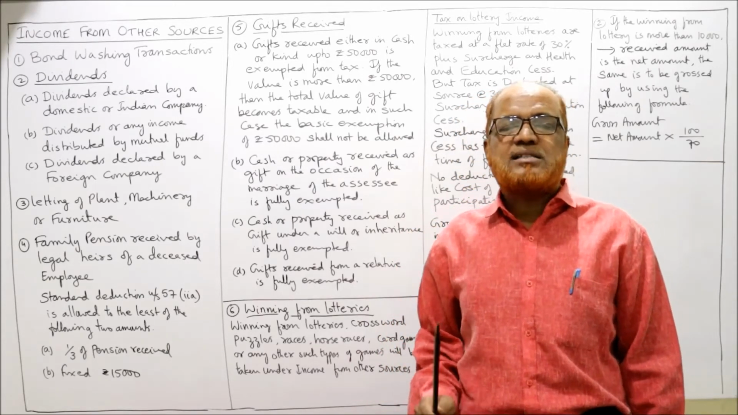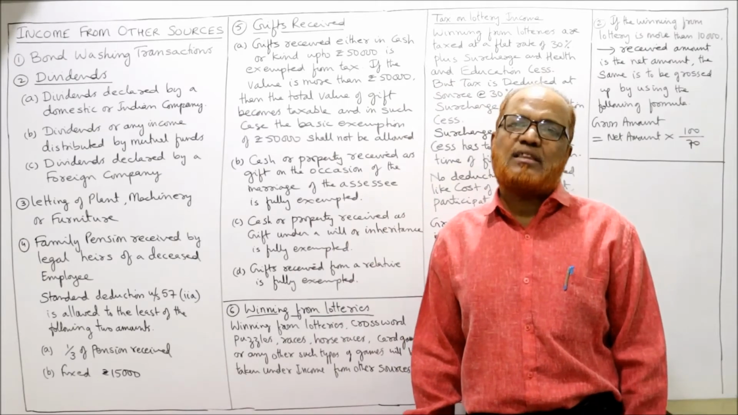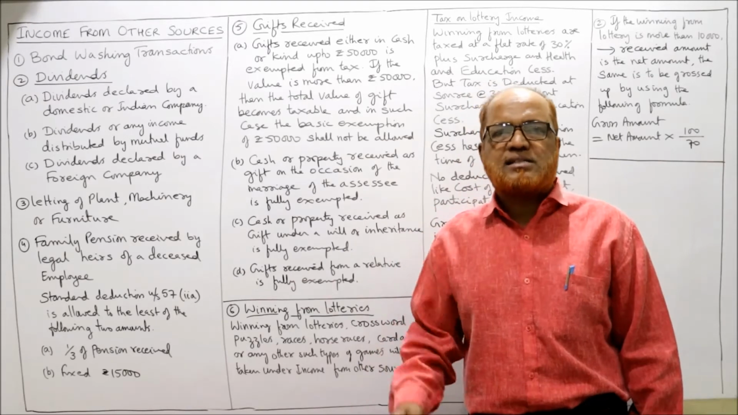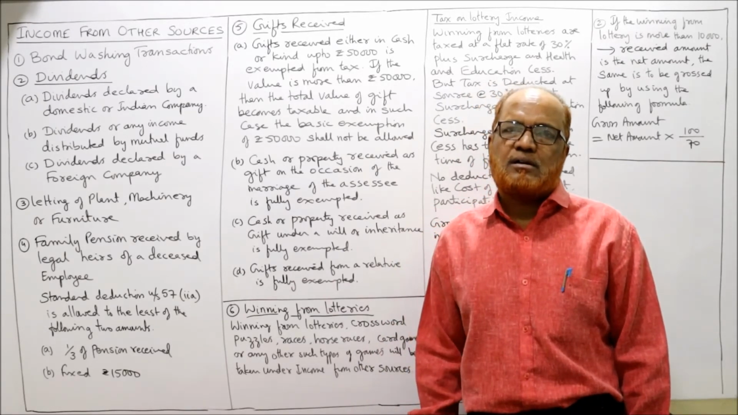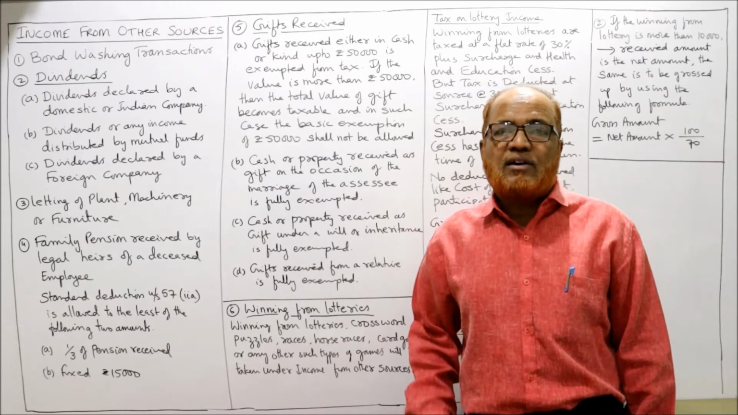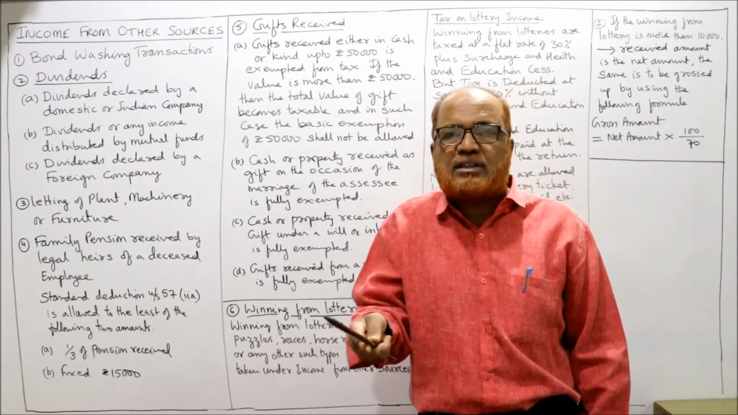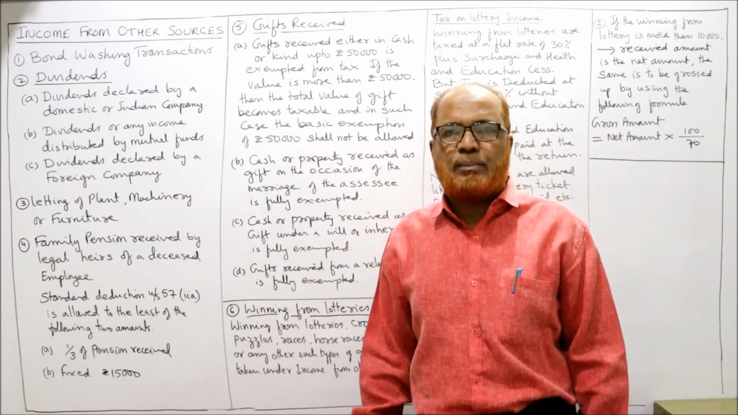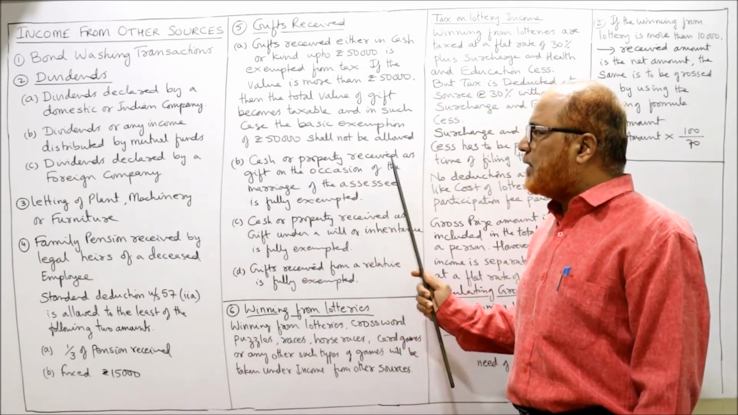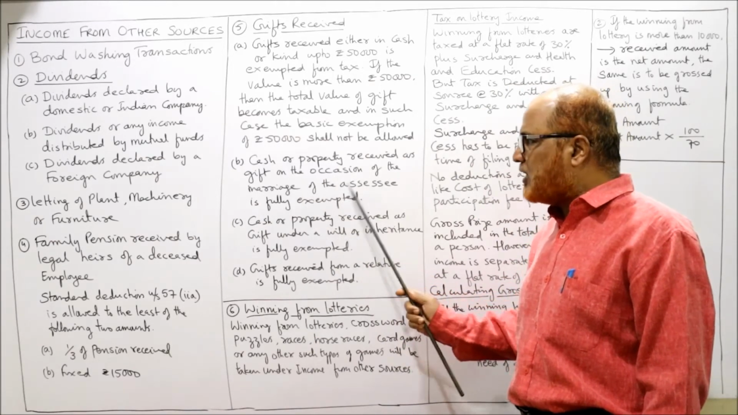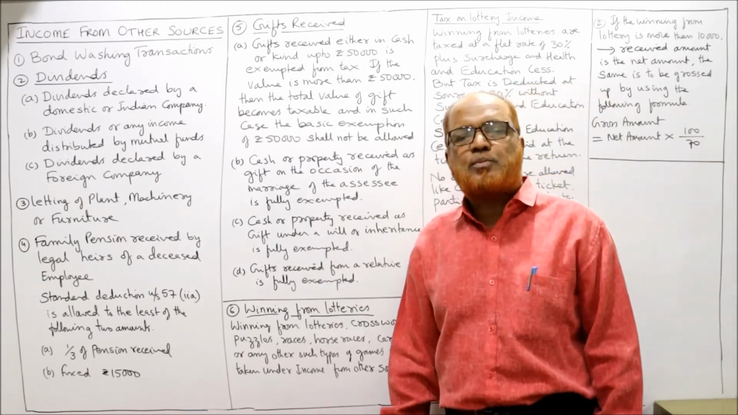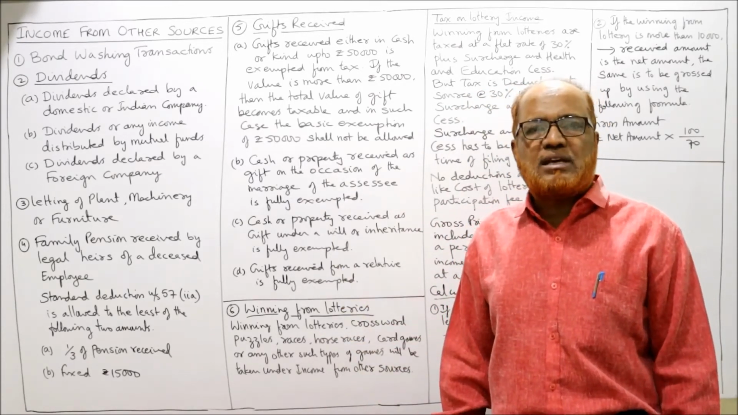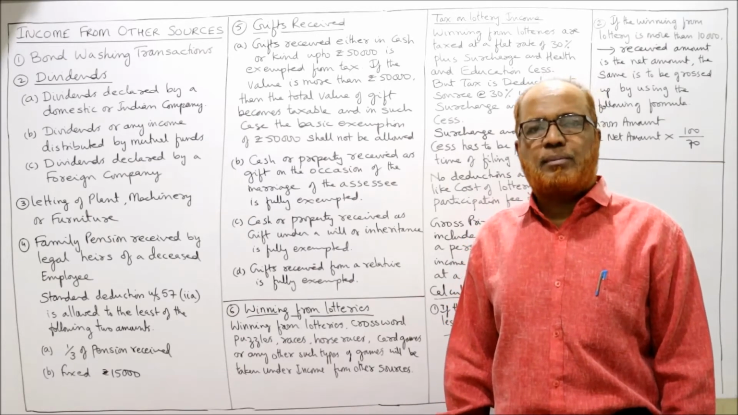Example: if a person has received a gift of rupees 49,000, it is completely exempted. Now if a person has received a gift of 1 lakh rupees, the first 50,000 is not exempted separately; tax will be applied on the complete 1 lakh rupees. Then cash or property received as gift on the occasion of marriage of the assessee is fully exempted. You have to remember these provisions while doing problems. So any gift received at the time of marriage will be fully exempted.